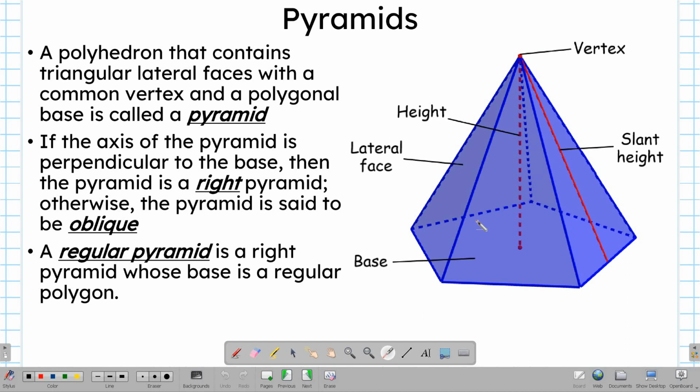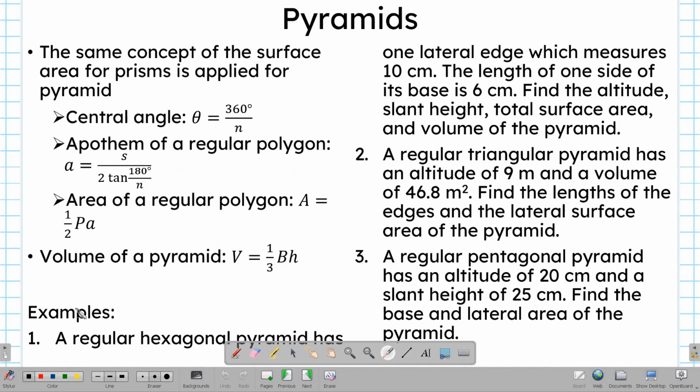Further, in the mensuration of pyramids, it's more common that we are given regular polygons. That's why we also need some facts in the mensuration of regular polygons. One thing: the central angle of a regular polygon can be computed by dividing 360 by the number of sides. Again, this is for the regular polygonal base of our pyramid.